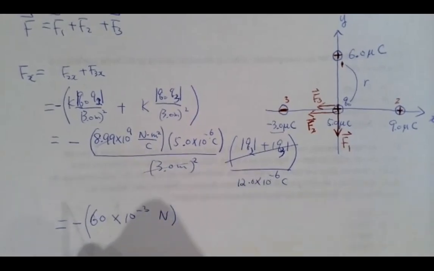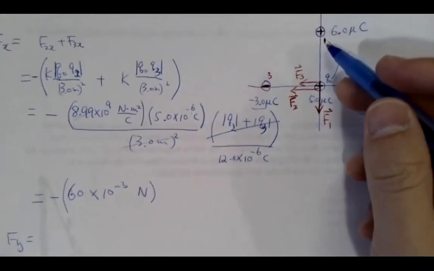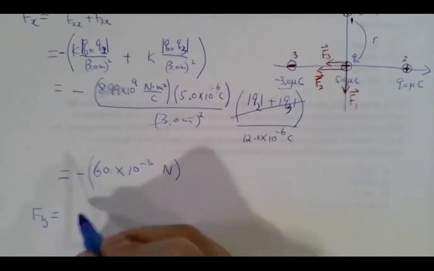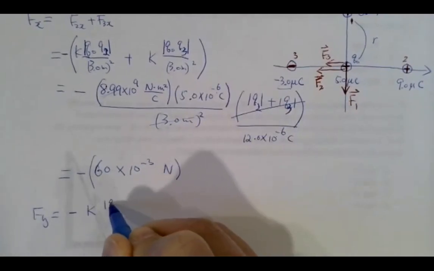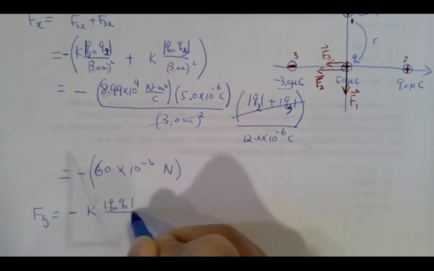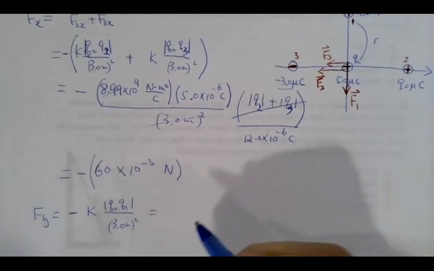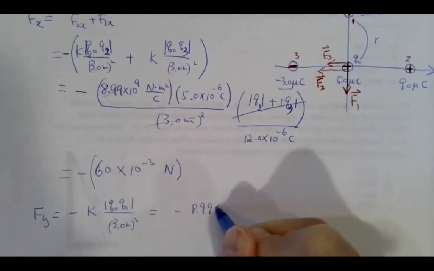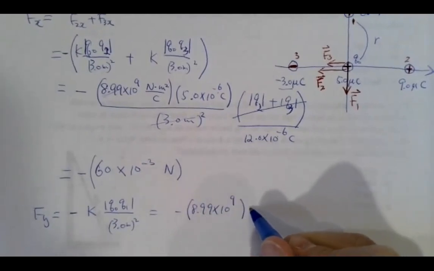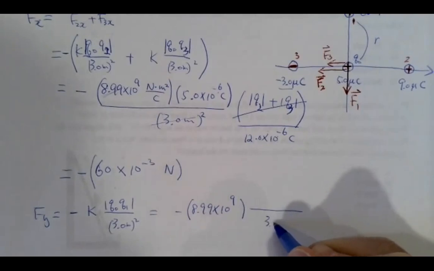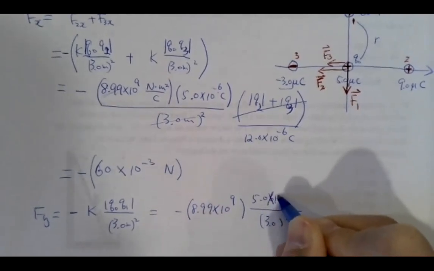For the y direction, it's only by this force F1. So it's that charge 1 on this force. So that will be simple, but it's the negative again. K of Q0, Q1 this time, divided by the R square is the 3 meters again. So minus 8.99 times 10 to the 9th. I'm just going to leave out the units because they are all in SI units.